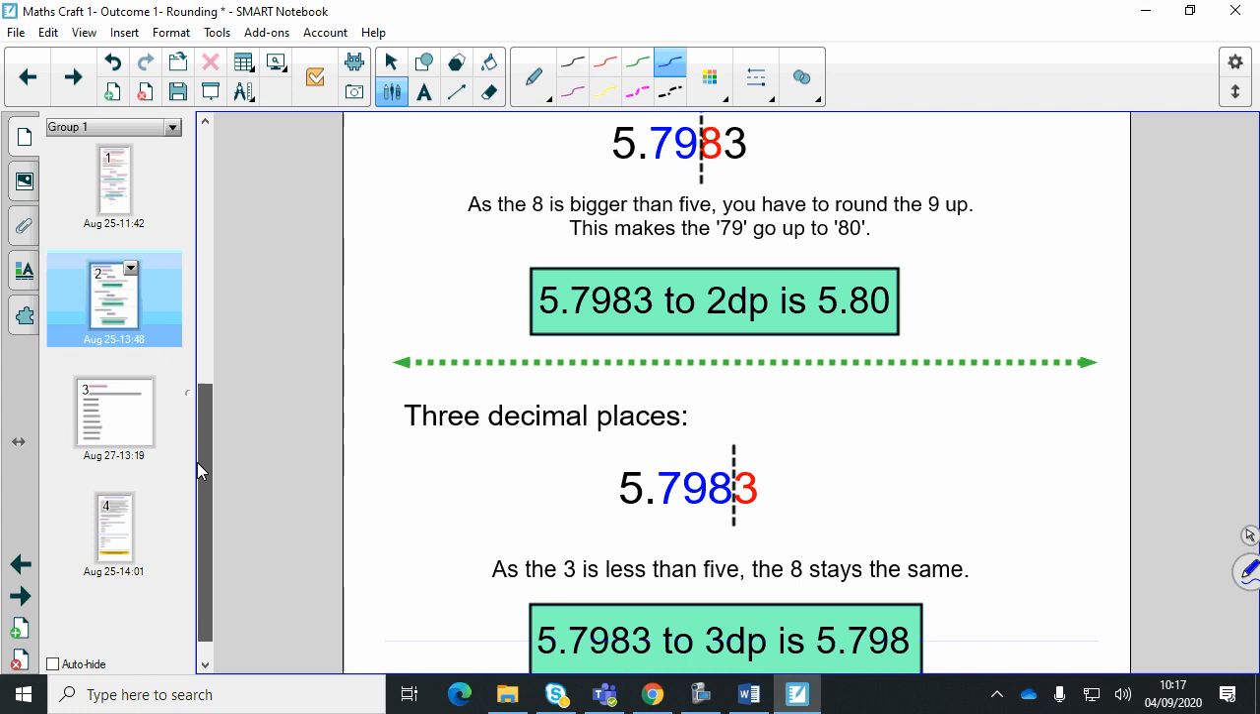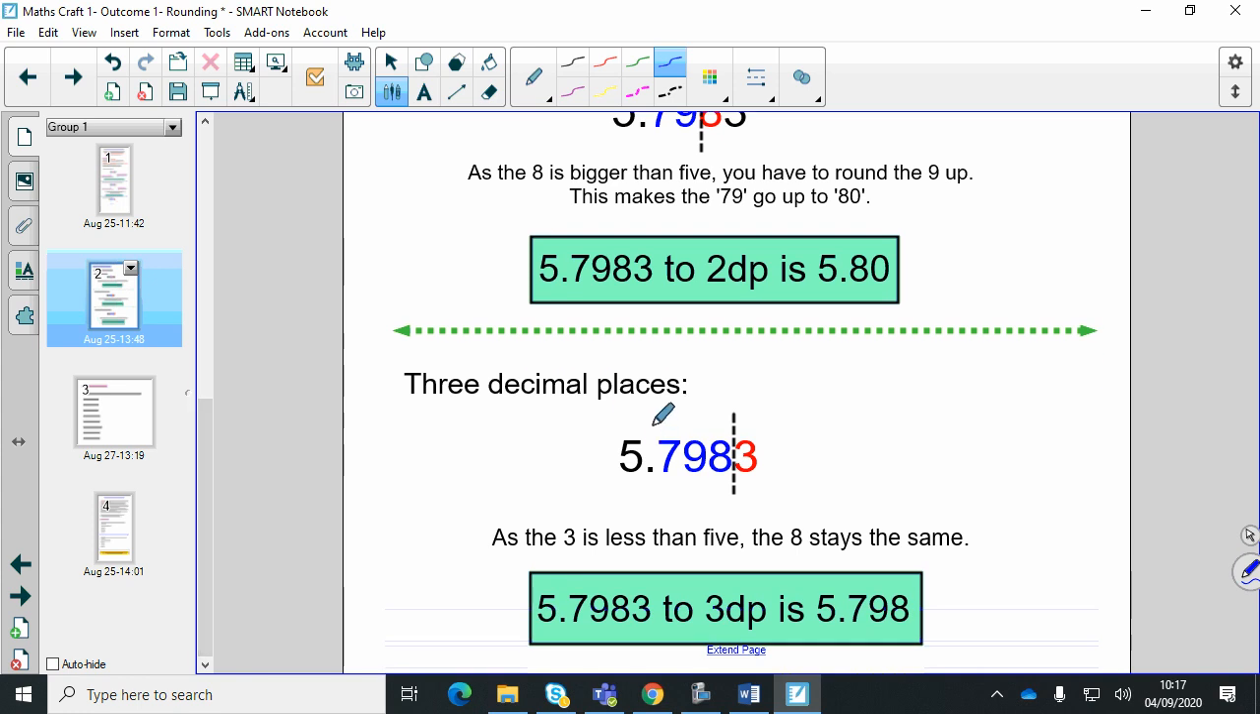And then 3 decimal places, 5.798. We check the next one along, the 3, and that tells us whether this 8 is going to go up or stay the same. Because 3 is less than 5, the 8 stays the same. So 5.7983 to 3 decimal places is 5.798.